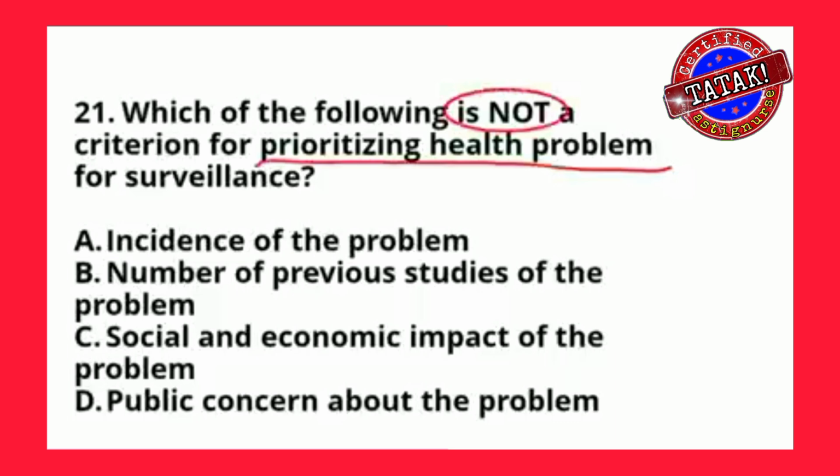So A, incidence of the problem. B, number of the previous studies of the problem. C, social and economic impact of the problem. Or D, public concern about the problem. Okay, so take note in your question number 21, ang hinahanap po natin dito is the negative answer, okay? Yung hindi criteria for prioritizing your health problem for surveillance, okay? So, not a criteria for prioritizing health problem for surveillance. So, A, B, C, or D? Ano sagot po natin dyan?